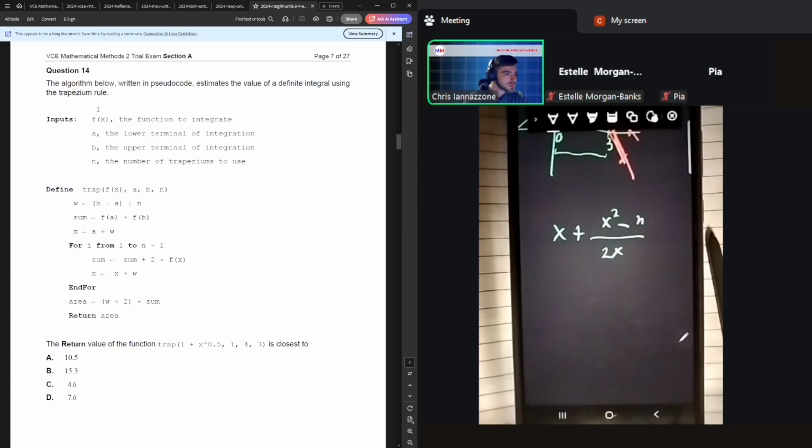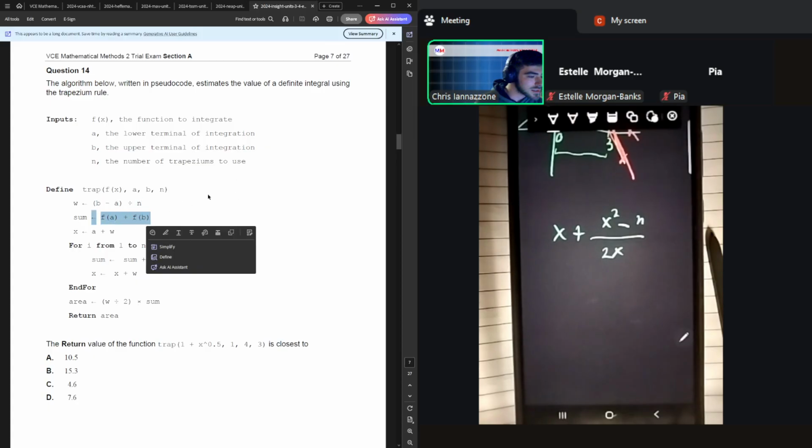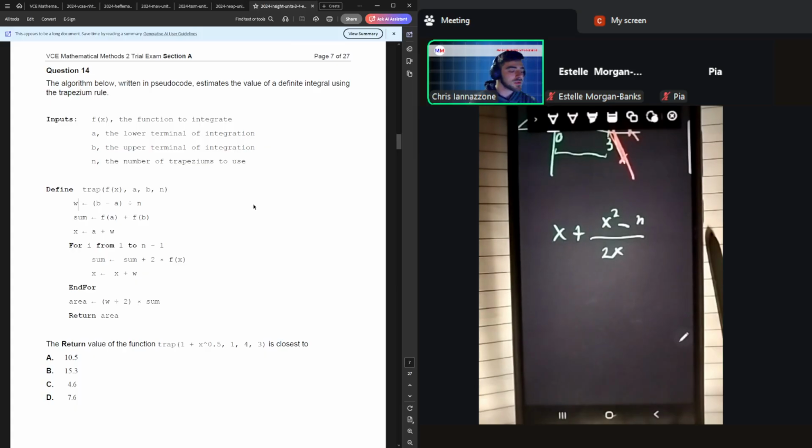Function, trapezoidal rule. Inputs, the function, the particular things we're going to input into the function. These are all stock standard. It is a trapezoidal rule thing, so we should expect this to look like trapezoidal rule. In fact, this almost looks exactly like what we've seen before. You know, this b take a divided by n, the addition of f of a, f of b, the 2 times f of x, w being the width instead of h. This looks pretty much identical to one of them we've done before, with the exception of it being w instead of h.